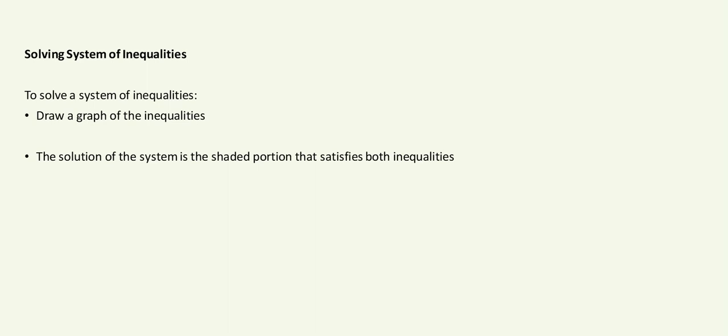Now, to solve a system of inequalities using the graphing method, we're going to graph the inequalities, and the solution set is going to be the shaded portion that satisfies both inequalities. So in this case, when I graph the inequalities, I'm going to shade with two different colors so we can see the point of intersection.